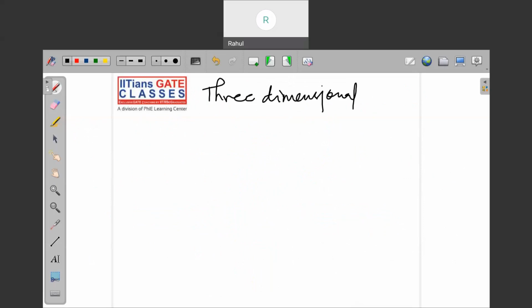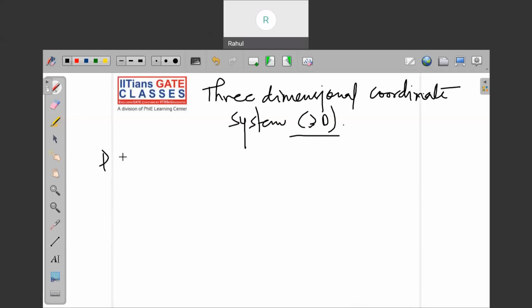Three-dimensional coordinate system. That is 3D. Okay. So what is a plane basically? We are talking about a plane, right? So what is a plane? Like we discussed about the 2D plane, the XY plane, right?